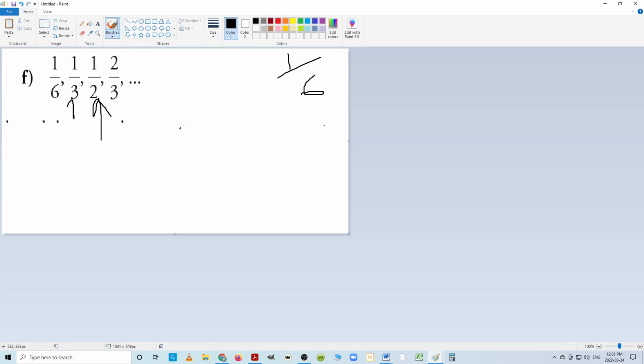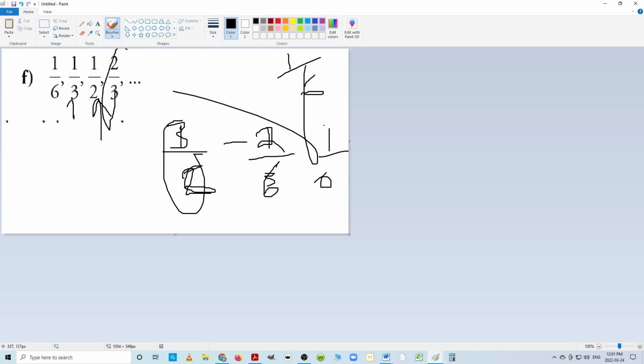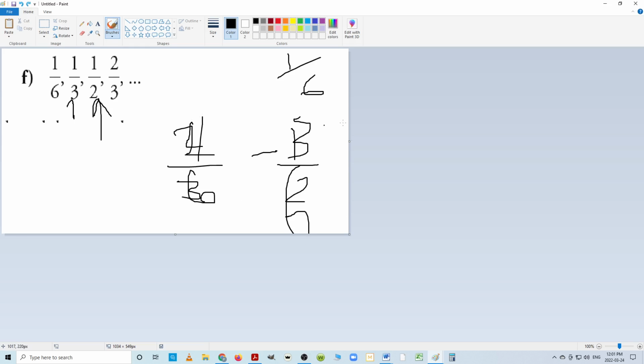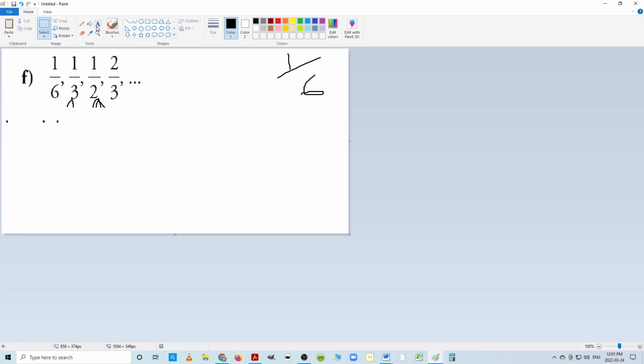So now I'm going to take a half and I'm going to subtract the term before it, which is a third. I have to cross multiply to get these over 6. So when I multiply this by 3, I get 3 over 6. When I multiply this by 2, I get 2 over 6. 3 over 6 minus 2 over 6 is 1 over 6. So if I do the next one, 2/3 minus a half, I have to cross multiply them again. This becomes 4 over 6 minus 3 over 6, which is 1 over 6.